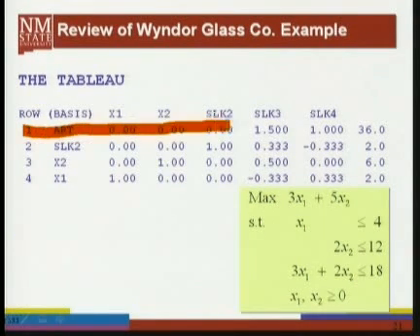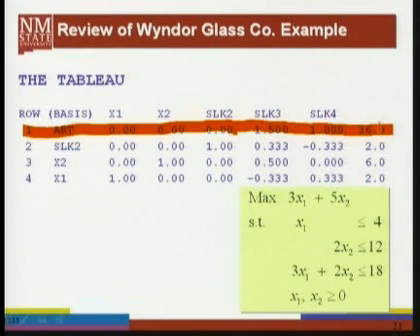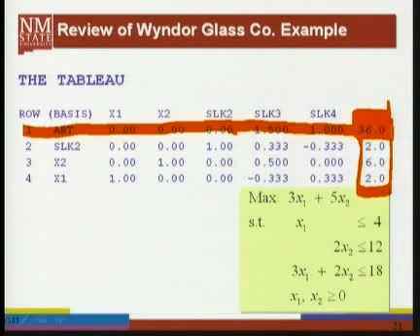So this first row is the objective function row, okay? And the last column, this one, represents the right-hand side values, okay? Which means the optimal objective function value is 36, right? And the corresponding basic variables are x1 equals 2 and x2 equals 6, okay?